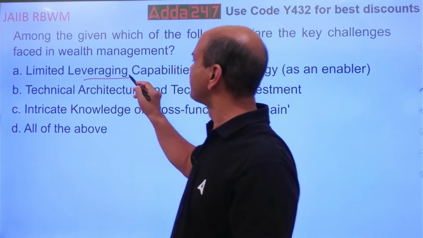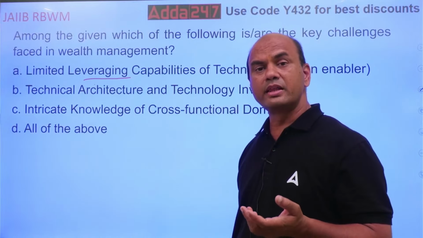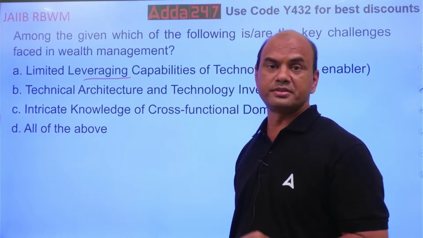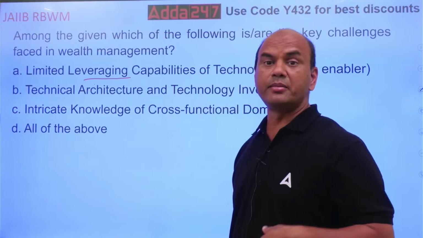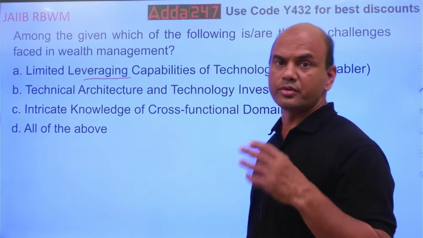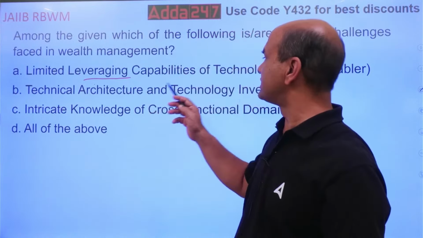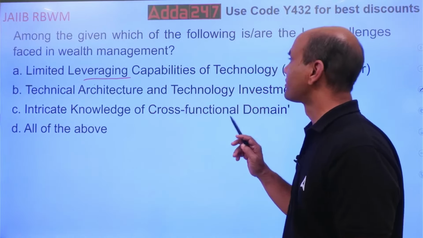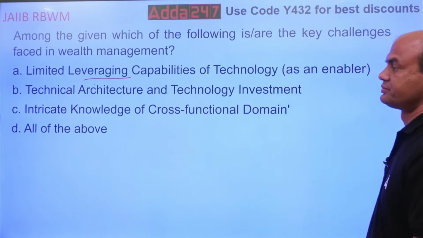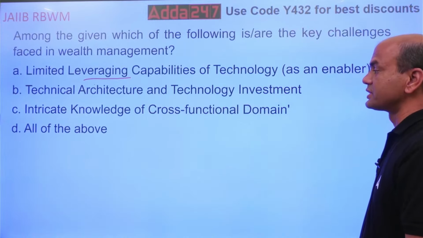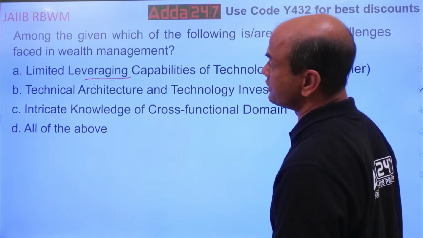Leveraging means what? If I am having 100 rupees, I will give a loan of 200 rupees. Means I am having less money, my capital is less, but I am investing more or I am giving loans more. That is known as leveraging. Okay. So limited leveraging capabilities of technology in wealth management. Technical architecture and technology investment. Intricate knowledge of cross-functional domain. All of the above. So which one of the following is true?